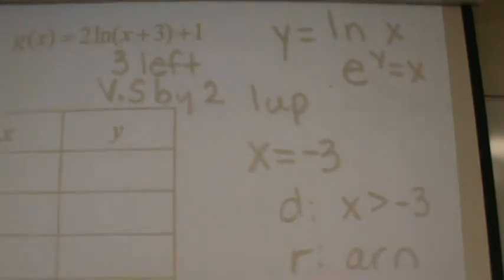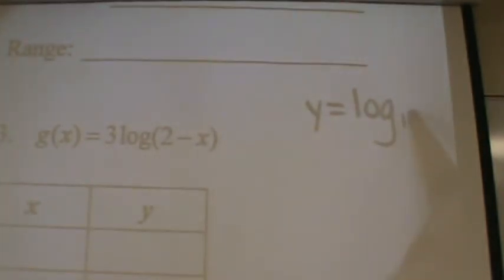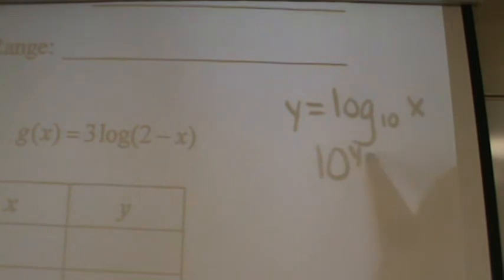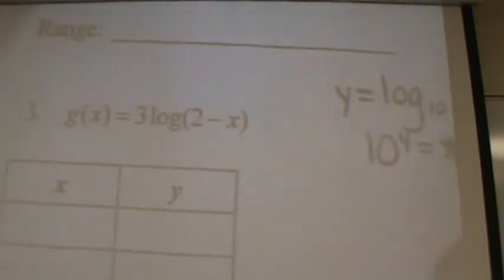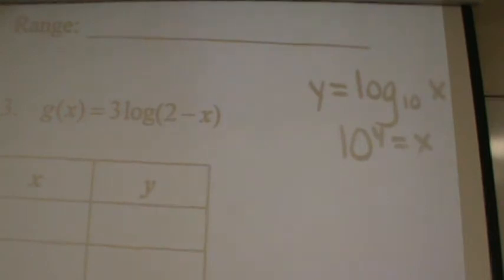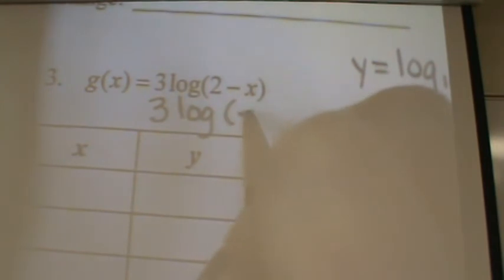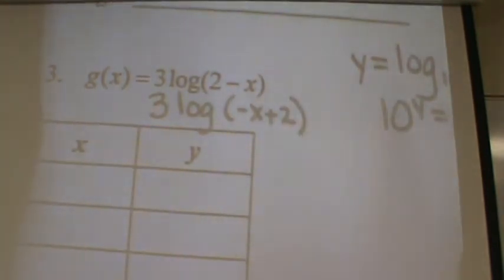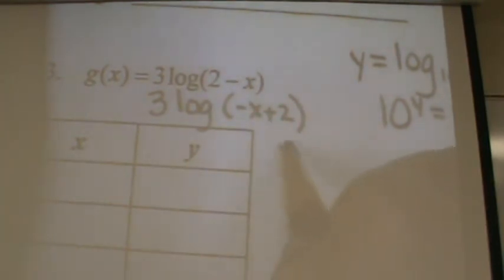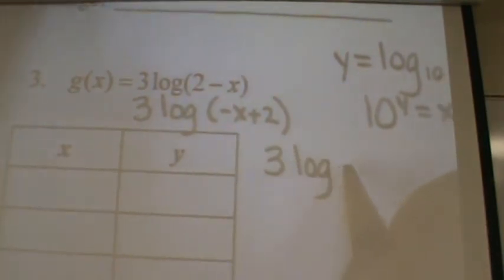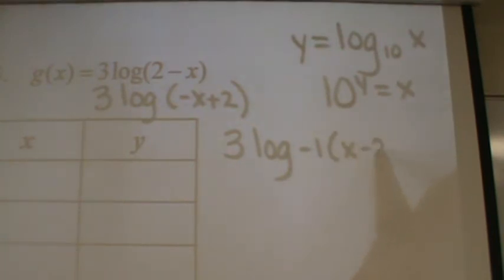And this last one, number 3, how would you rewrite this one, and what's the base? What is the base on this one? It's a 10. So this is 10 to the y power is x. But you need to rewrite this problem because it's mixed up. It says 3 log of -x plus 2. So what do we pull out first? The -1. And you have x minus 2.